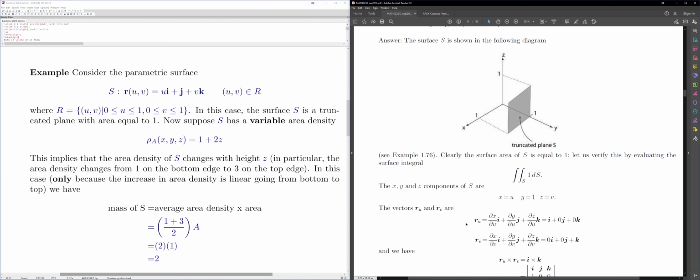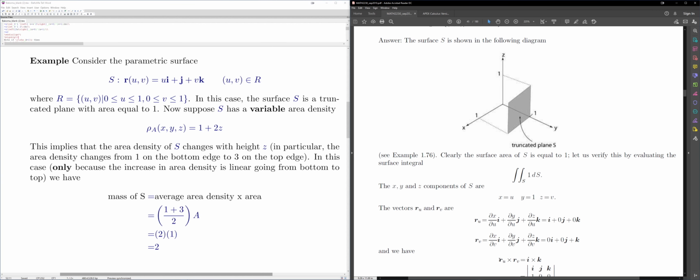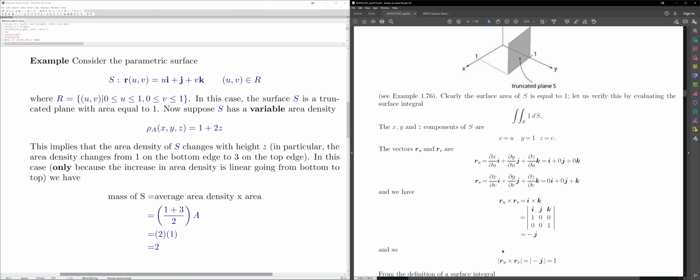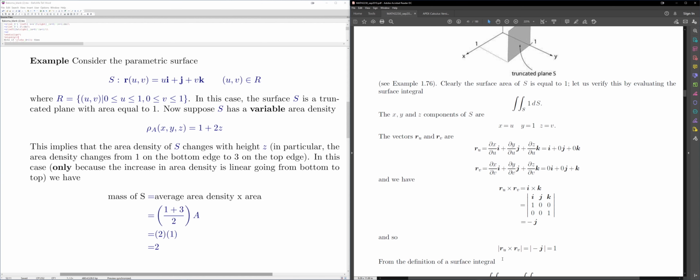So I get r_u is equal to i. And similarly, when I work out r_v, I'm going to get k over here, right? So for this parametric surface, r_u cross r_v would be i cross k, which is minus j. And the modulus of r_u cross r_v works out to 1.